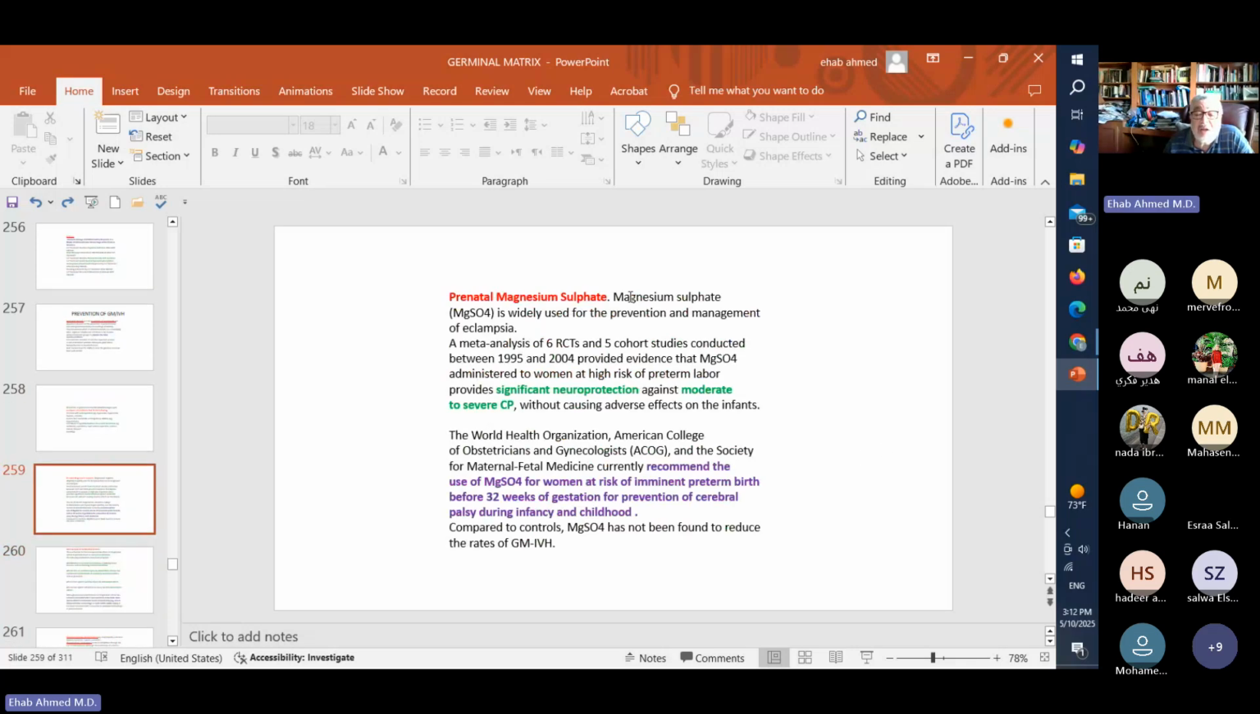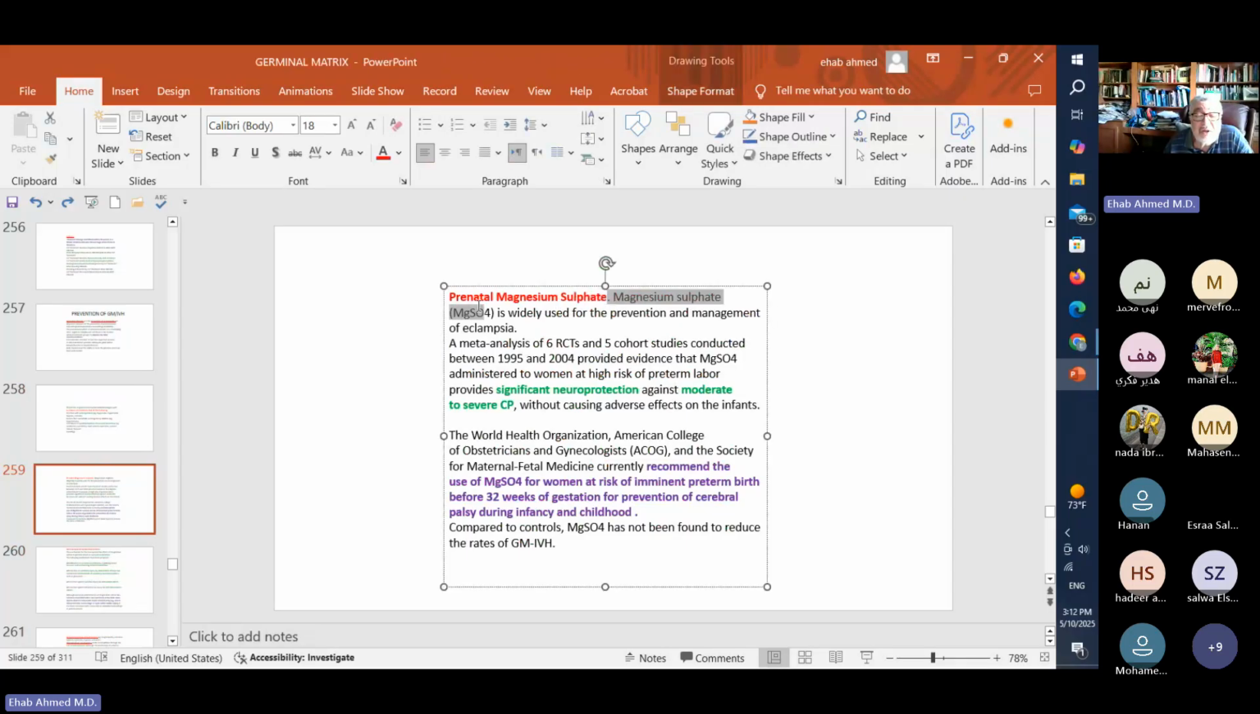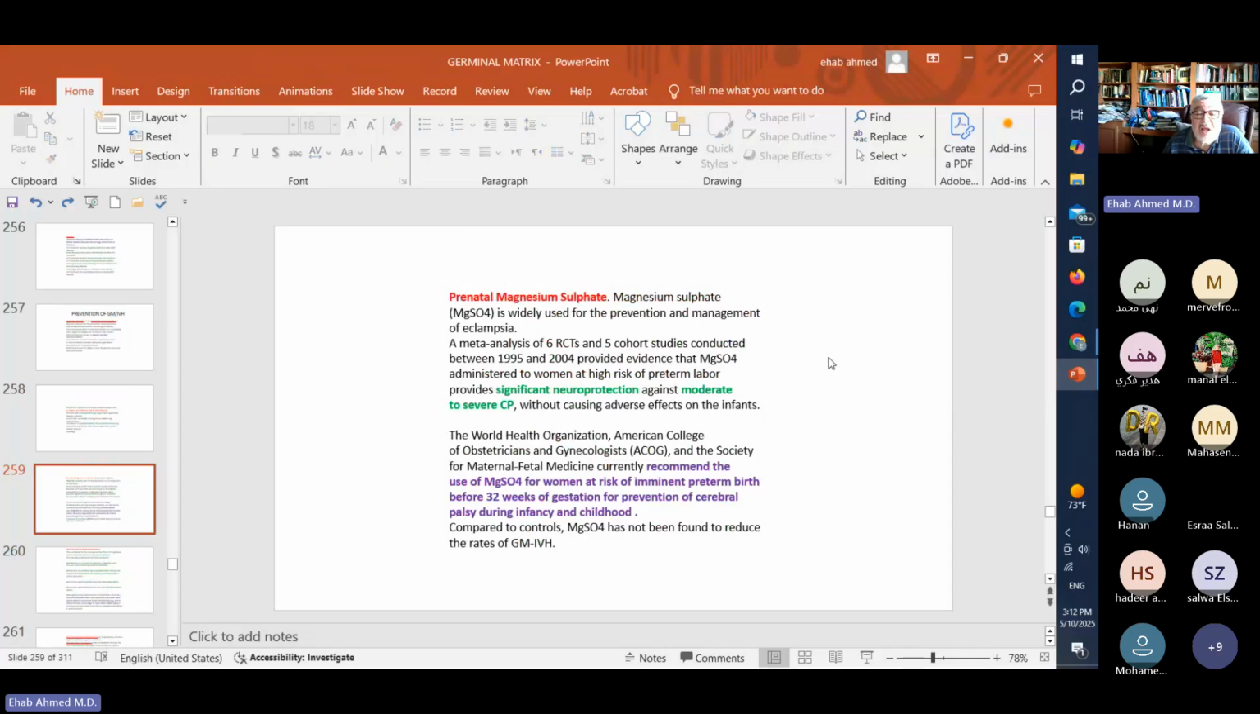one of the very good items also is magnesium sulfate, and I shared in this study before, because it was 2004, the antenatal or prenatal use of magnesium sulfate, giving it to the mother. It has significant neuroprotection and it helps to prevent moderate to severe CP. Also, it is not in our hands.